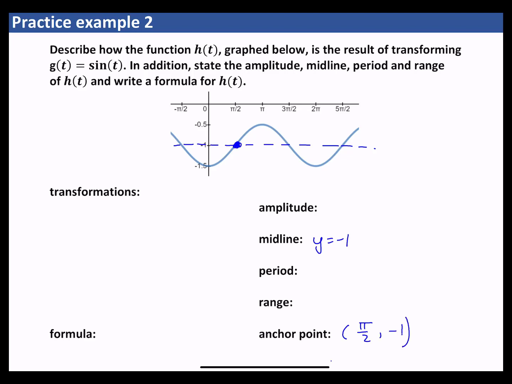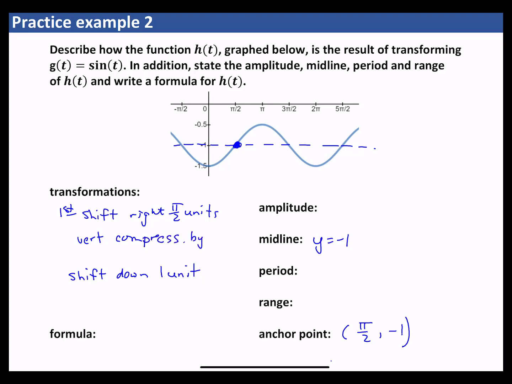It also tells us that the sine of t was shifted to the right pi over 2 units, and shifted down 1 unit. Next, we notice that the amplitude is 1/2, which tells us the graph of sine of t was vertically compressed by 1/2. We also observe that the period is 2 pi, and the range is -1.5, -1/2. Putting together these transformations, we can conclude that a formula for h of t is 1/2 times the sine of the quantity t minus pi over 2, minus 1.